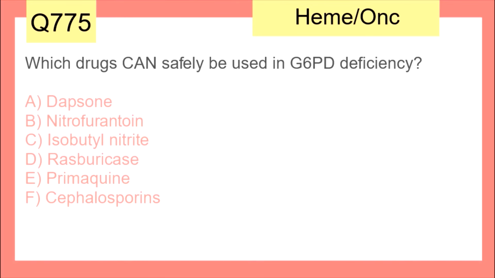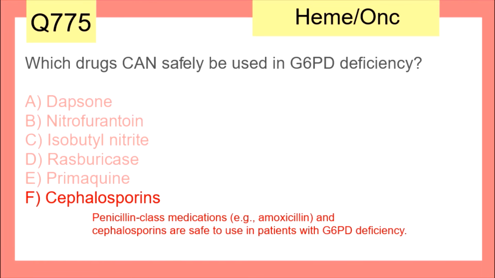775, which drugs can safely be given in G6PD deficiency? And the answer is cephalosporins. These others cannot, as we spoke about before. Okay. Penicillin class medications such as amoxicillin and cephalosporins are safe to use in patients with this condition.